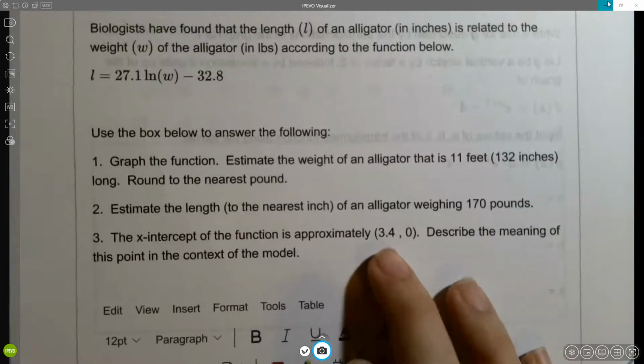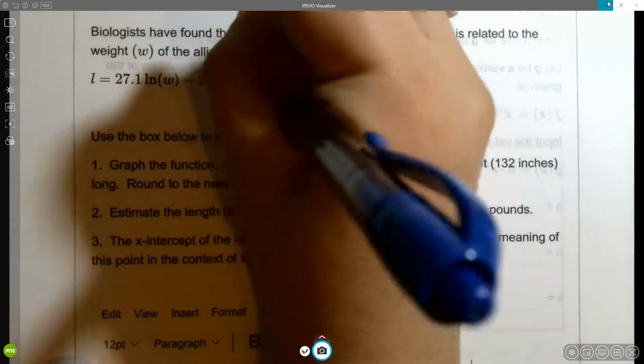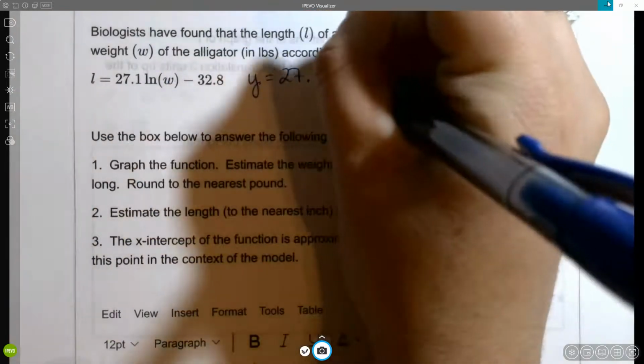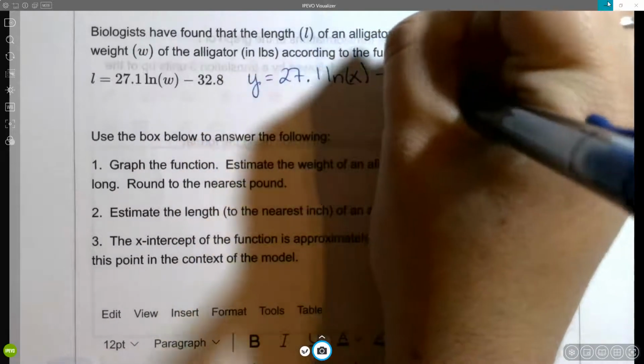Number 14 says, biologists have found the length L of an alligator in inches is related to the weight W of alligator in pounds, according to the function below. It wants me to answer the following. It wants me to first graph the function and estimate the weight of an alligator that is 11 feet or 132 inches, round to the nearest pound. So what I'm going to do is I am going to rewrite this as y equals 27.1 ln of x, in parentheses, minus 32.8.